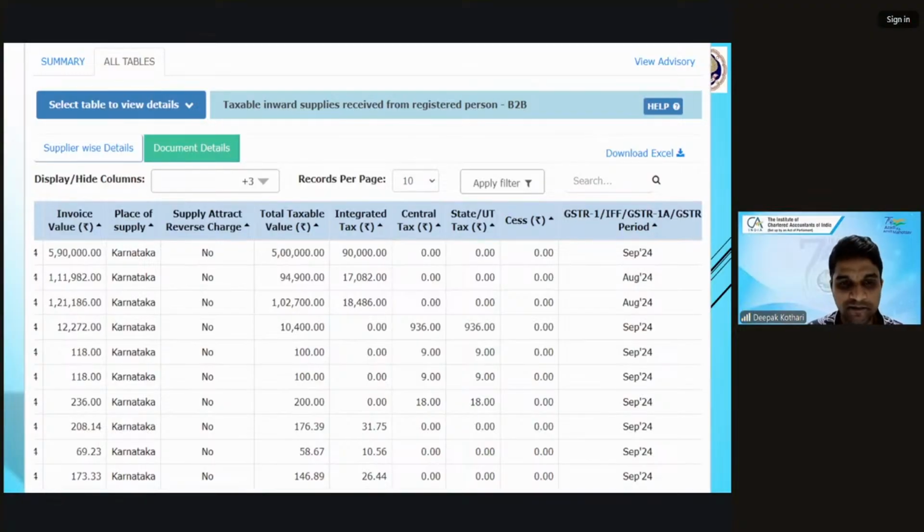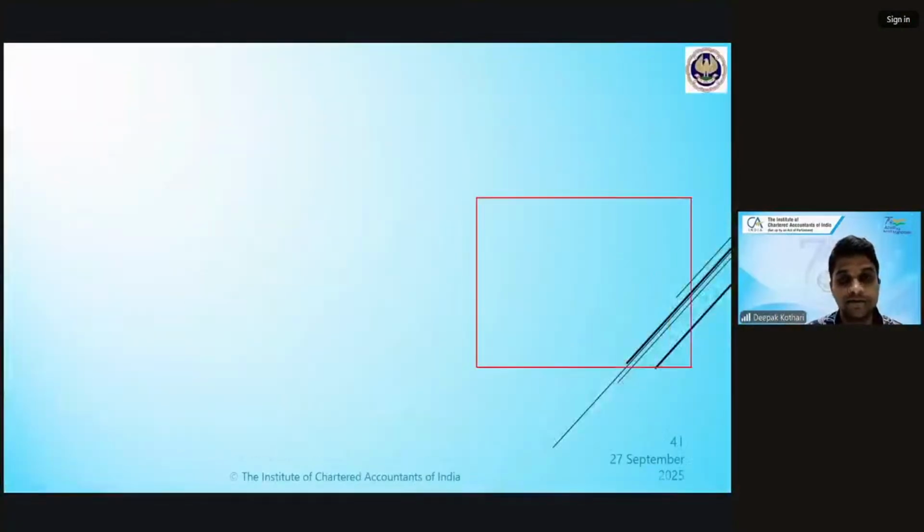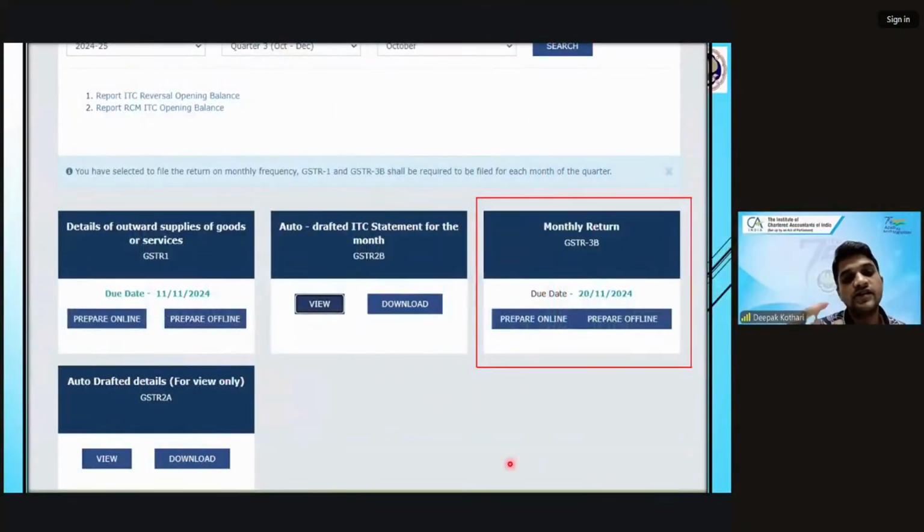Correct. 18%. Okay. Then once the GSTR 2B is saved, it is only there. You have to download it and check it. You don't have to do any action on the GSTR 2B returns.